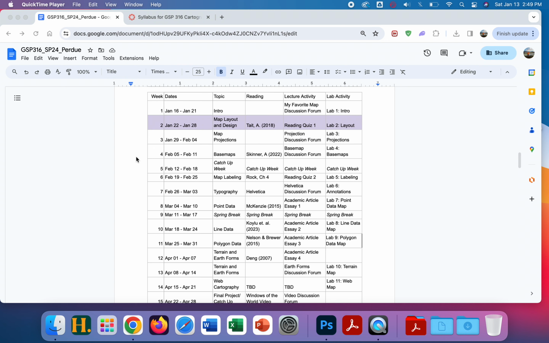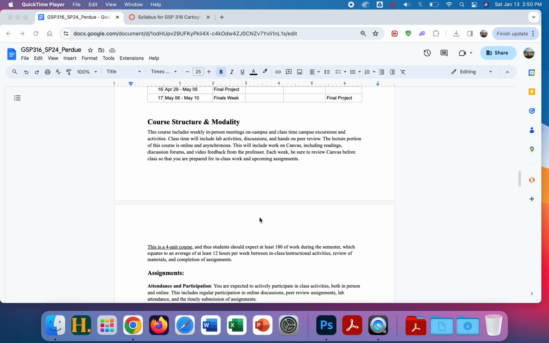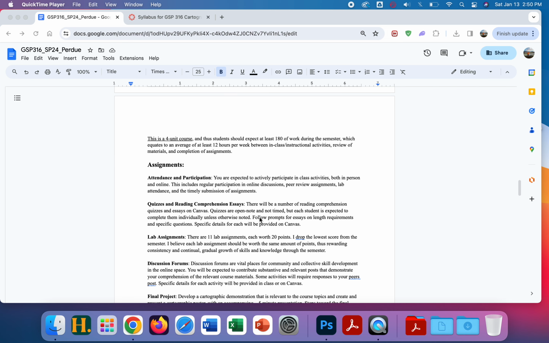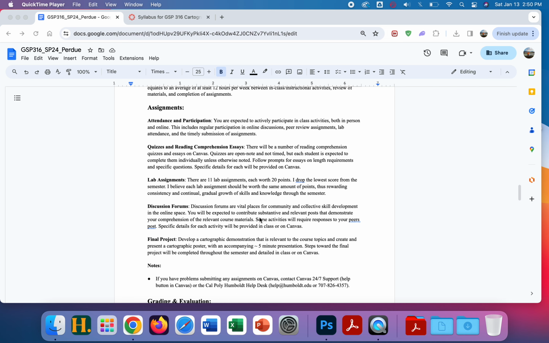This is a 4-unit course, so you should expect to work approximately 180 hours during the semester, or approximately 12 hours per week. Okay, so the assignments. There are different types of assignments in the course, and those have different weights in their grades.